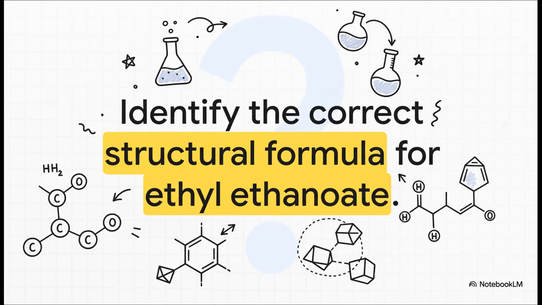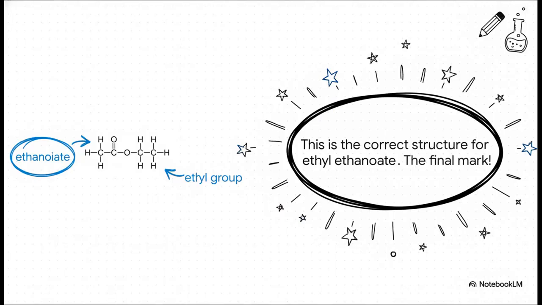Okay, here it is, the final mark of the entire question. We've gone from the name, and now we just need to be able to spot the right structure from a few different options. And that's the one you're looking for. See how you can almost see the 2 parts that made it? You've got the ethanoic part on the left, with its 2 carbons and the double bonded oxygen, and then connected over here on the right is the ethyl group with its 2 carbons. And that's it. That's our 12th and final mark.